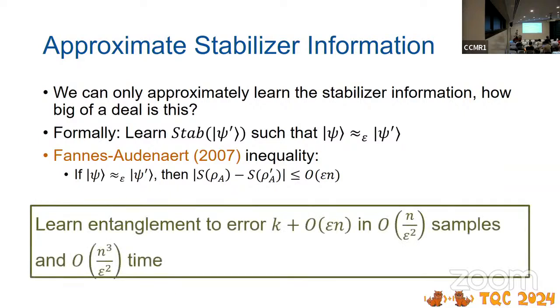And so what ends up happening, I'll give you the actual details, is, to learn entanglement to error k of a state produced by at most k non-Clifford gates, you can learn it to error k plus O of epsilon n in this many samples and this much time. So like a linear in n number of samples and a cubic amount of time. The cube just comes from the Gaussian elimination process I talked about earlier. Otherwise, under certain regimes, you could probably find it faster using some fast matrix multiplication algorithm. But that's just why I brought it up.